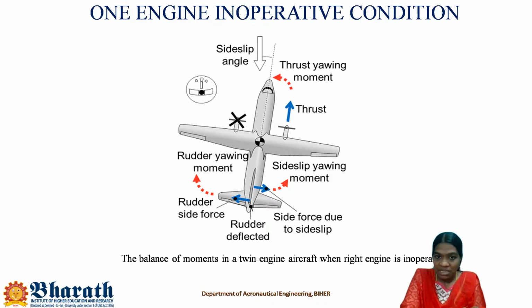So the side slip angle is somewhere, and because of the side slip angle, the rudder is deflected, and the side slip yawing moment is generated. So this side slip yawing moment and this thrust yawing moment are actually different. The side slip yawing moment is due to the side slip of the aircraft. The thrust yawing moment is due to the asymmetric thrust. So just don't mix both. Try to differentiate both the cases.